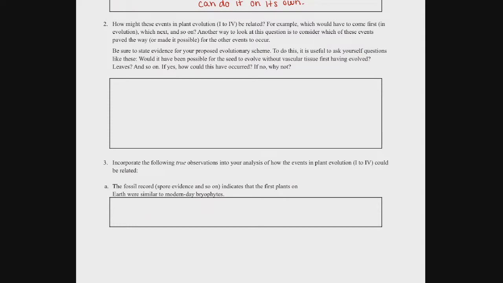All right, number 2. How might these events in plant evolution, 1 through 4, what we talked about on the previous couple pages, be related: evolution of vascular tissue, evolution of roots and leaves, reduction of the gametophyte generation, reduction of that haploid state, and evolution of the seed? For example, which would have to come first in evolution, which next, and so on. Another way to look at this is to consider which of these events paved the way or made it possible for the other event to occur. Be sure to state evidence for your proposed evolutionary scheme. To do this, it is useful to ask yourself questions like these. Would it have been possible for the seed to evolve without vascular tissue first having evolved? Leaves, and so on. If yes, how could this have occurred? If no, why not?